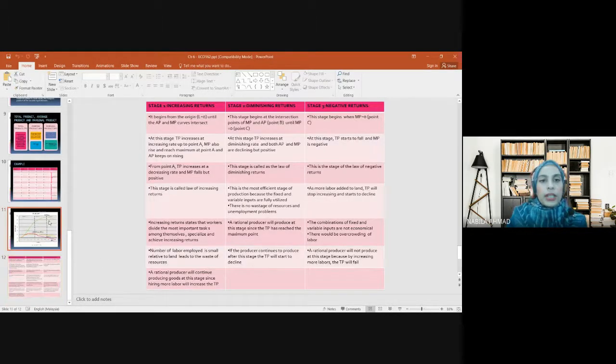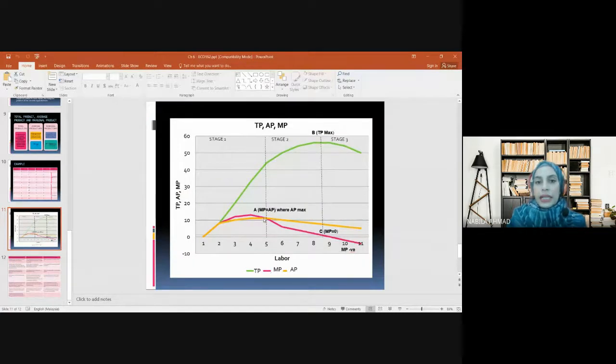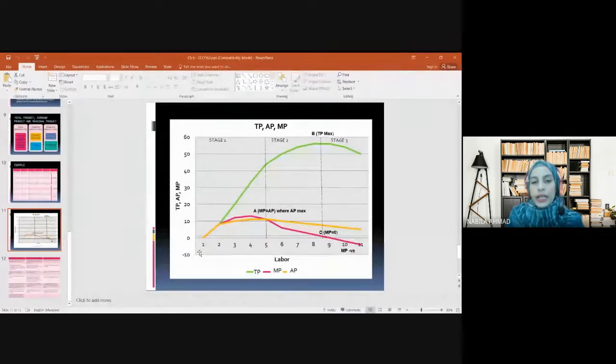Okay, so kita akan illustrate in a diagram lah. Alright, so this one would be the total product, average product, marginal product, and this one would be the labor. So yang warna hijau ni adalah total product, warna pink adalah marginal product, warna yellow adalah average product. Okay, so kita explain lah, right?